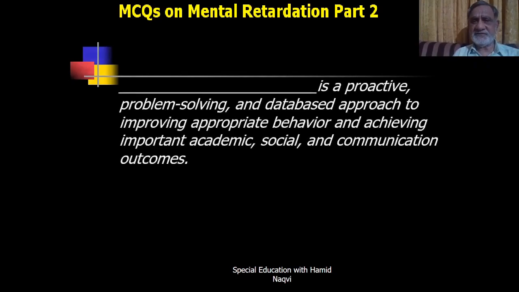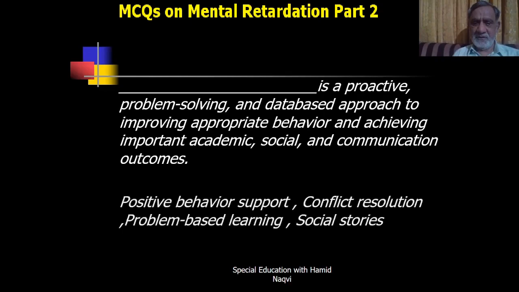Next question is dash is a proactive problem solving and data based approach to improving appropriate behavior and achieving important academic, social, and communication outcomes. Positive behavior support, conflict resolution, problem based learning, or social stories. The correct answer is positive behavior support.